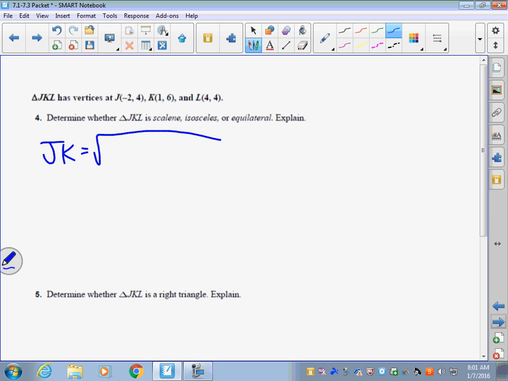So I'm going to take the square root. Remember, we have an x1, a y1, an x2, and a y2. So I'm going to put in my parentheses basically x2 minus x1. That's 1 minus a negative 2, parentheses squared, plus 6 minus 4, parentheses squared. And then we're going to simplify, do the order of operations, parentheses first.